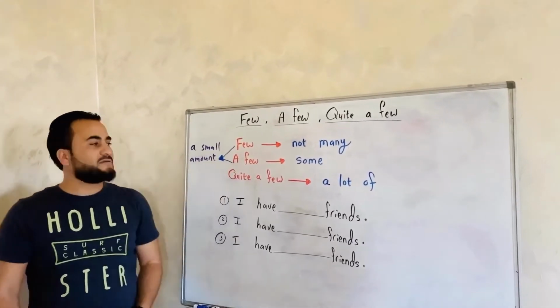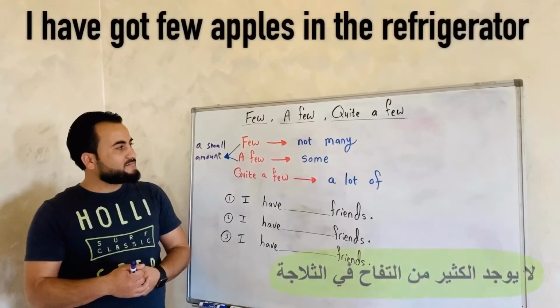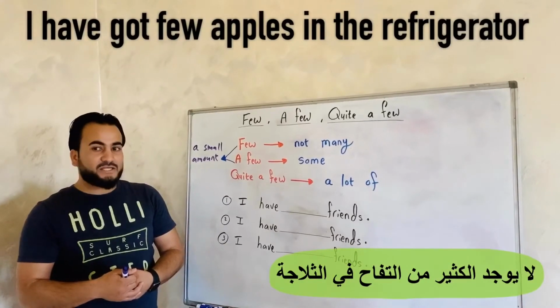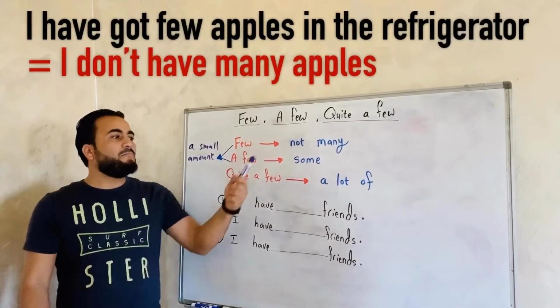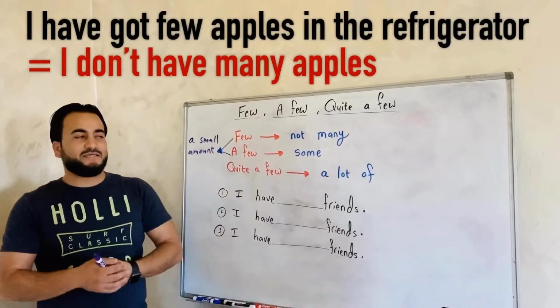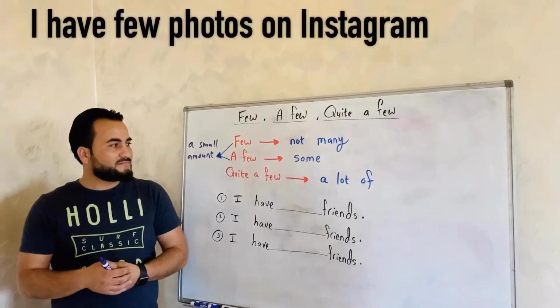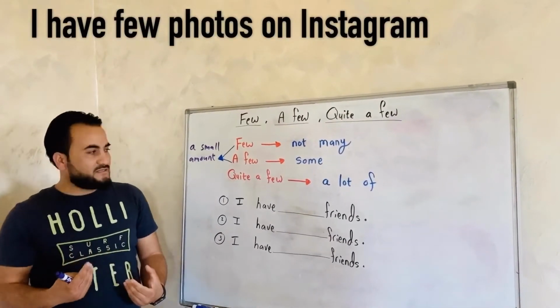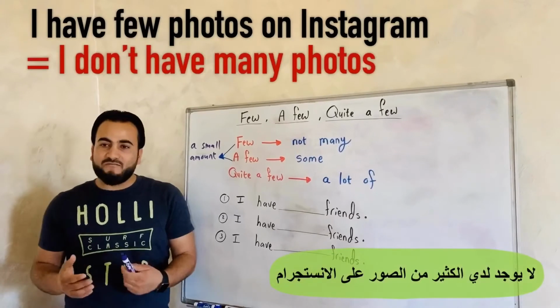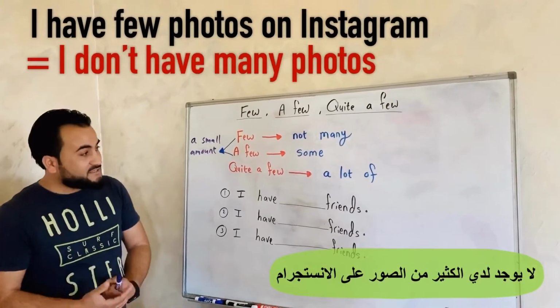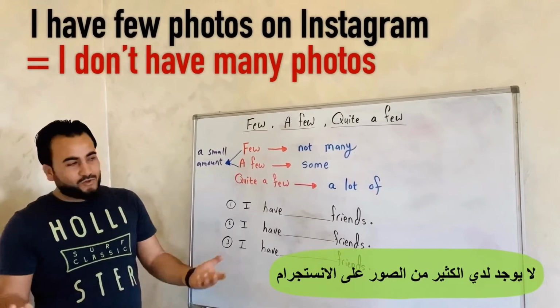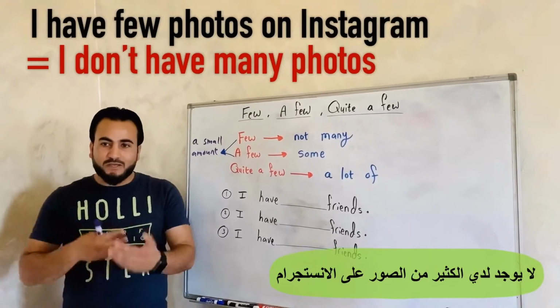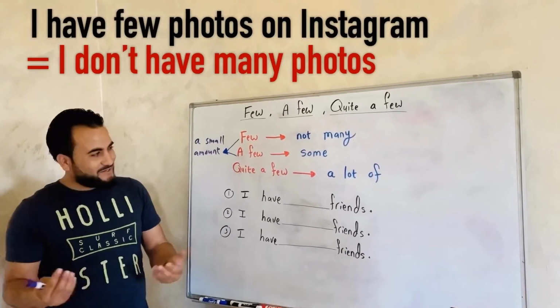What do you think? I have got few apples in the refrigerator. Very nice. So this means you don't have many apples, right? Yes. I have few photos on Instagram. Very nice. This means you don't have many photos on Instagram, but of course, don't worry. You can post many more photos and you have time, okay?